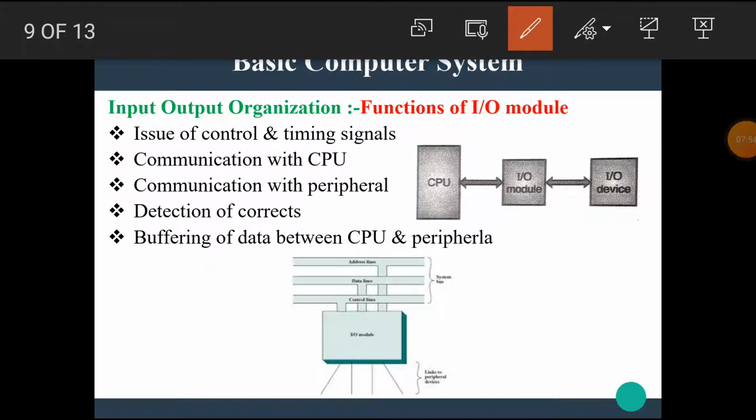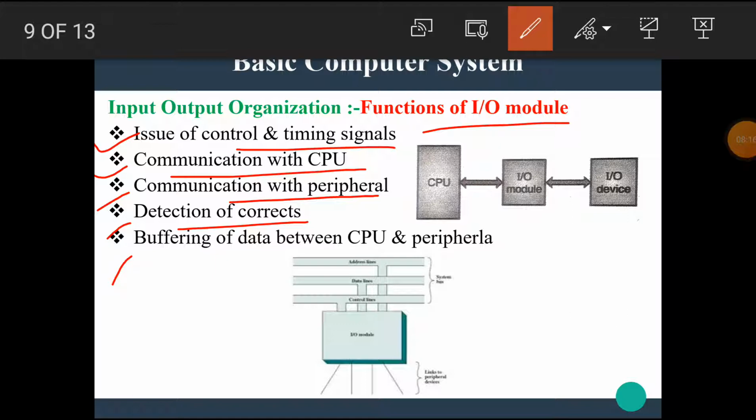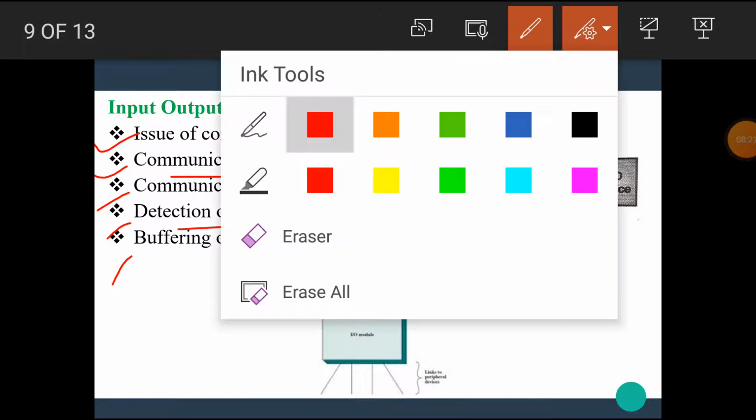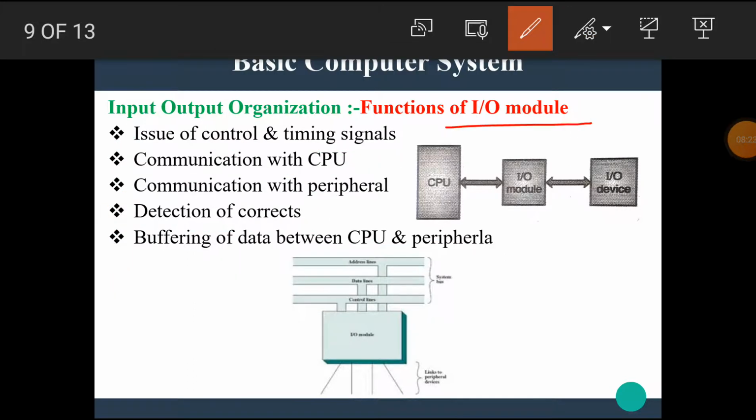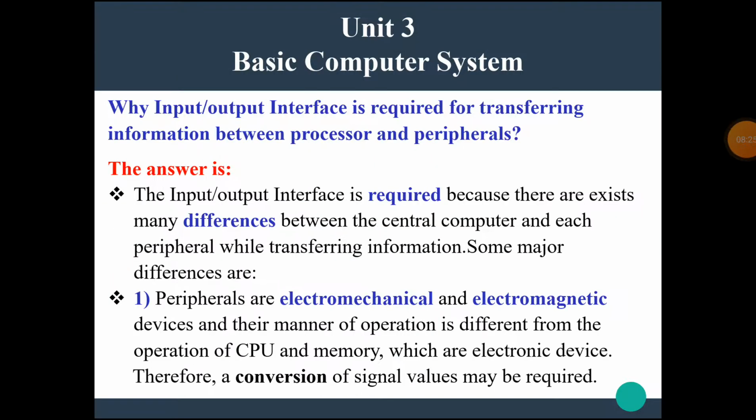Let's see the functions of the input output module. The first one is issue of control and timing signal. The second one is communication with CPU. The next one is communication with peripheral. The next one is detection of errors and buffering of data between CPU and peripherals. These are the general functions of the input output module of the computer system.